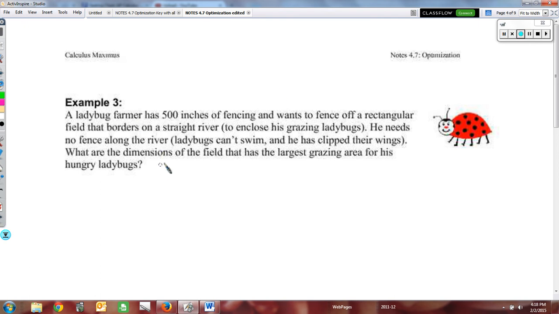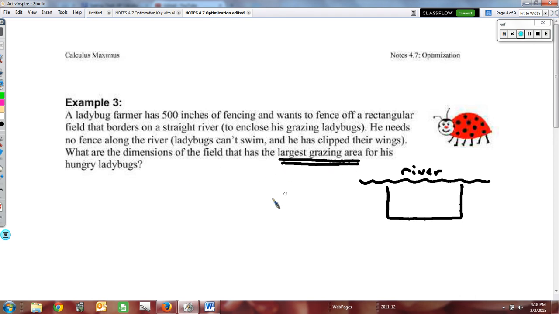All right, so example 3, they like problems like this. We have a farmer, ladybug farmer, 500 inches of fencing, wants to fence off a rectangular field that borders a straight river. Now, you want to be very careful when you are drawing this, that when you are fencing, you don't fence along the river. There's no point to do that. The river is a boundary. Okay? So he needs no fence along the river. They can't swim. He's clipped their wings. They can't fly.